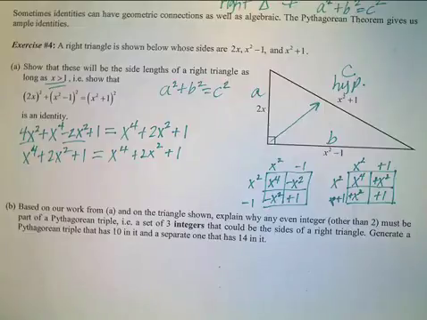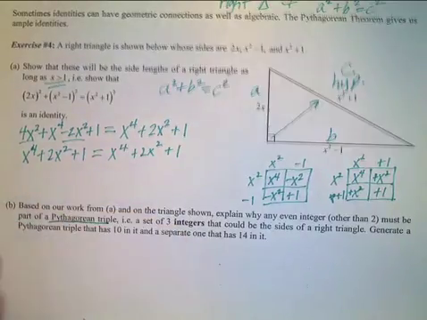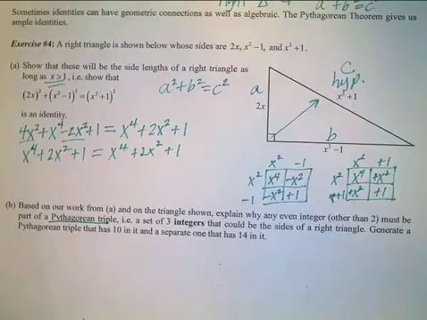Based on our work from A and on the triangle shown, explain why any even integer other than 2 must be part of a Pythagorean triple. Ooh, that's a special word. I.e., a set of 3 integers, so integers, that could be the sides of a right triangle. Generate a Pythagorean triple that has 10 in it and a separate one that has 14 in it.